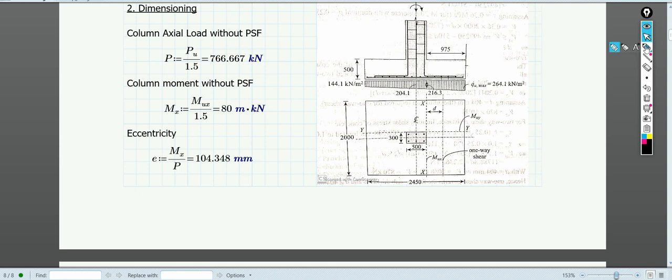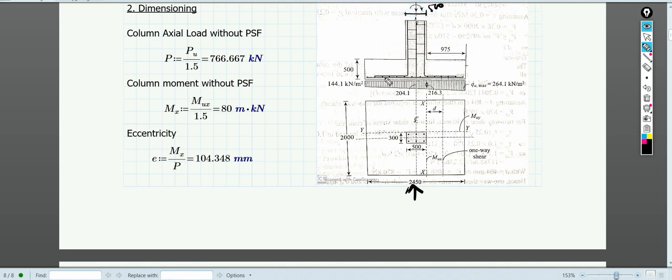First of all, just look at this figure. While you will be solving this problem in the exam, always draw these figures. Without these figures, you will be confused. So first draw this figure. You can see this is a column. This is actually the view we are looking at from this side. If this is the plan view, then we are looking from this side. So this is 500.